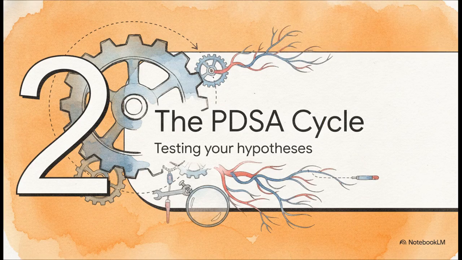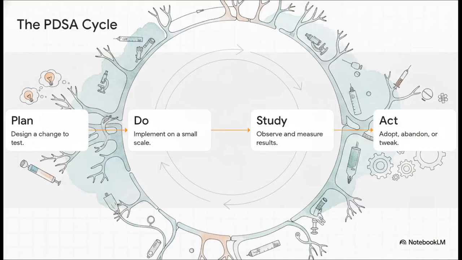Moving to Section 2, the PDSA cycle. This is all about testing your hypotheses. The PDSA cycle is basically the fundamental method we use to systematically test solutions in real time. It stands for plan, do, study, act. Think of it as the scientific method, just miniaturized for the clinical floor. You plan a change, you do it on a small scale, you study the results to see if it actually worked, and then you act on what you learned, either by adopting the change, abandoning it, or tweaking it and running the cycle all over again.